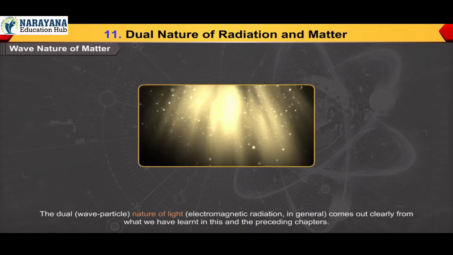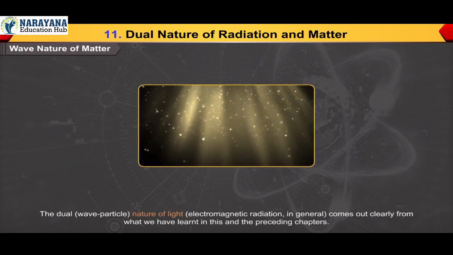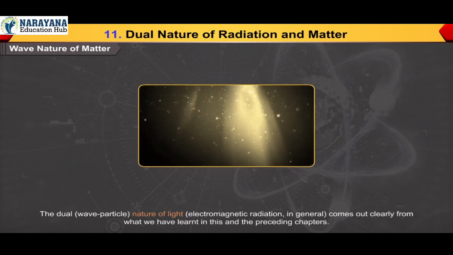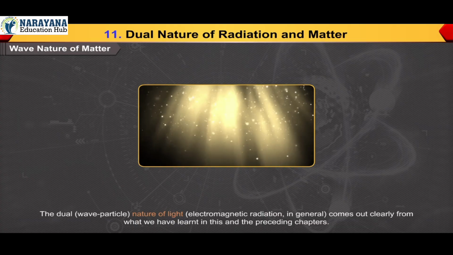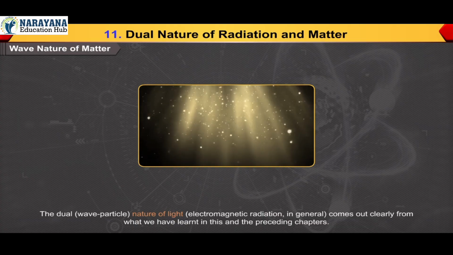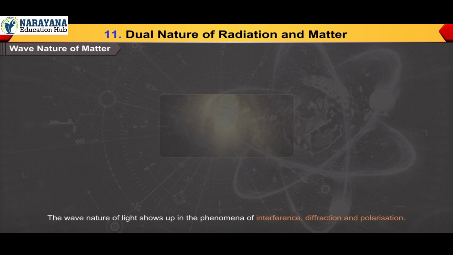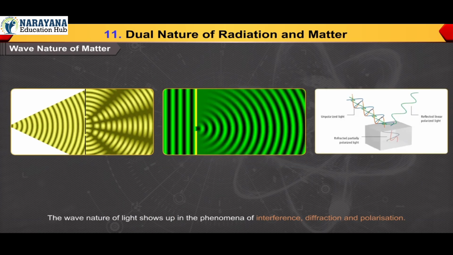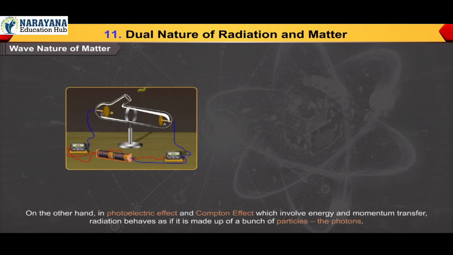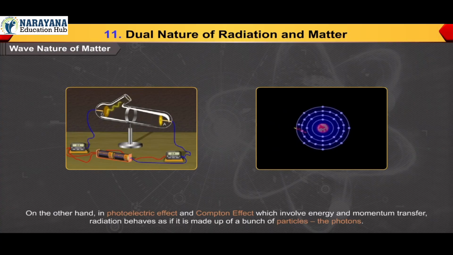The dual wave particle nature of light, electromagnetic radiation in general, comes out clearly from what we have learnt in this and the preceding chapters. The wave nature of light shows up in the phenomena of interference, diffraction and polarization. On the other hand, in photoelectric effect and Compton effect, which involve energy and momentum transfer, radiation behaves as if it is made up of a bunch of particles, the photons.